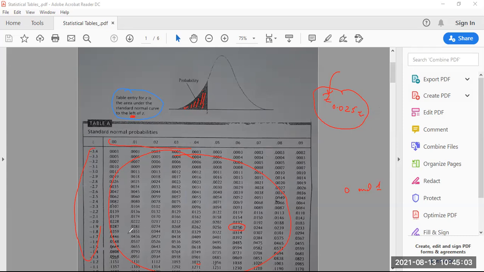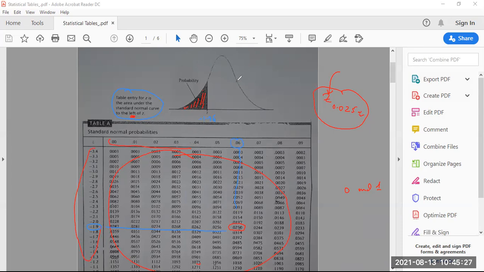So then you read off the value here, it's negative 1.9, and the second decimal point is here, okay? It is 0.06, okay? That is negative, isn't it? So that means this value of Z here is negative 1.96, okay?